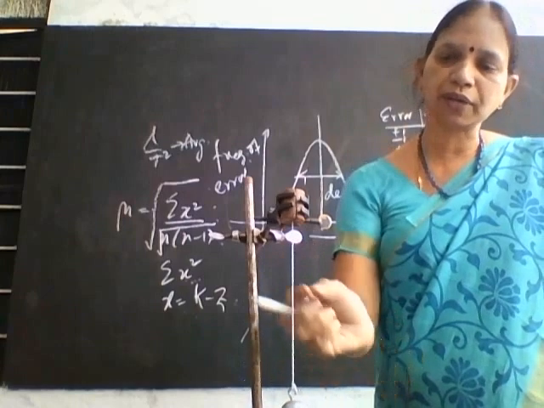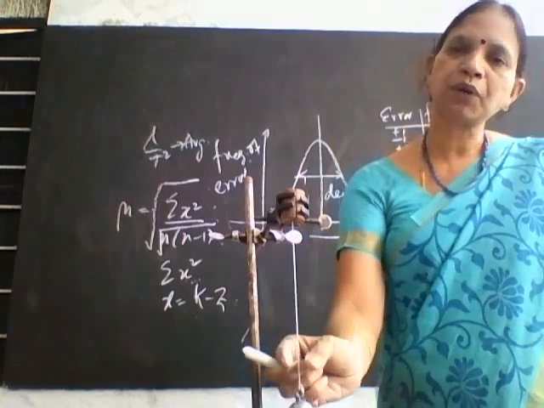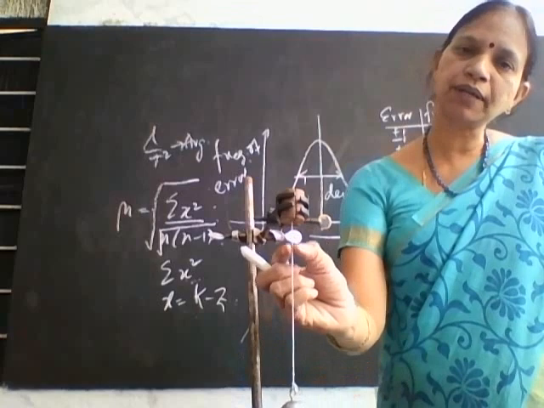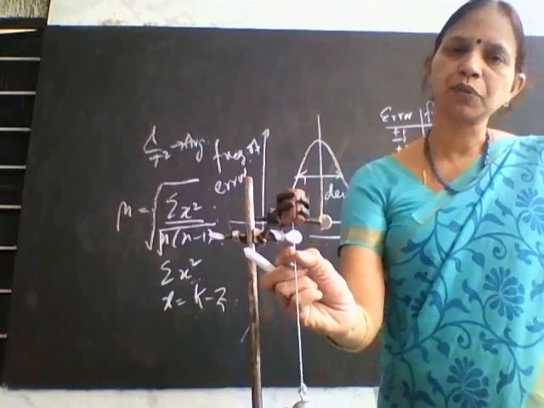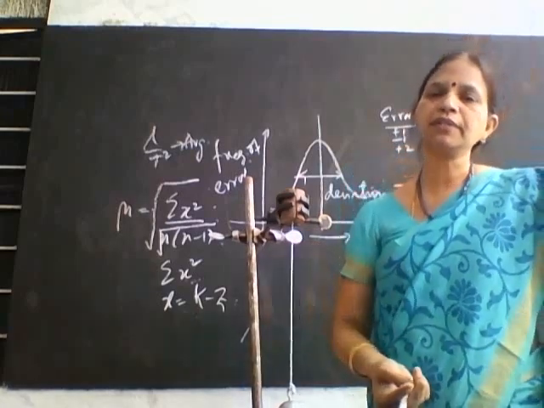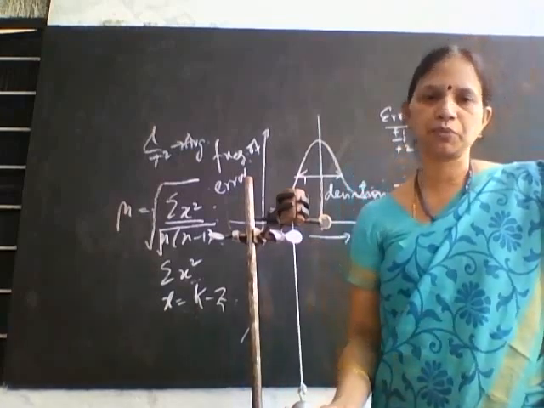If you feel that you are not able to go beyond that, what you can do is, between 0 and 5 you can even reduce further, 3 centimeters, 6 centimeters. The more the number of observations, the better the result is going to be.